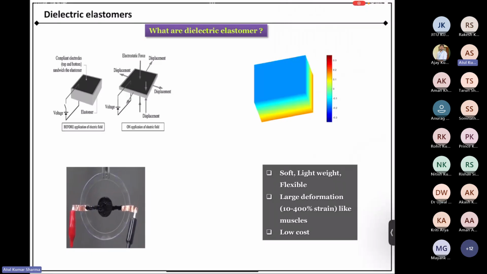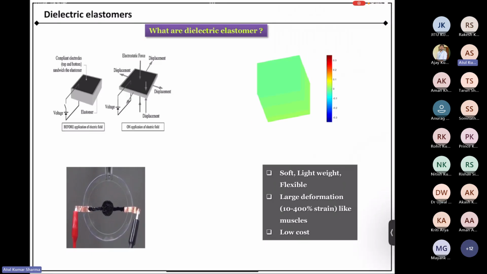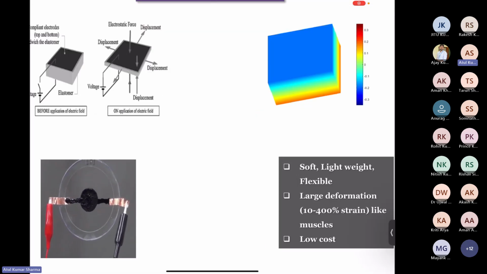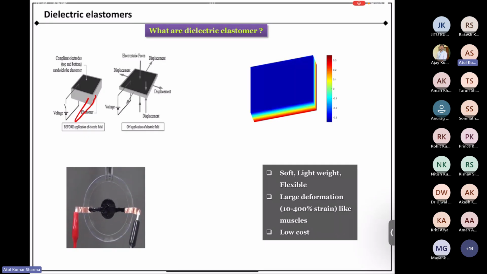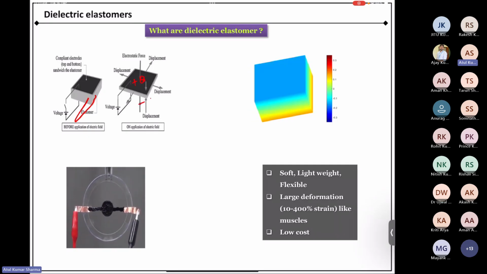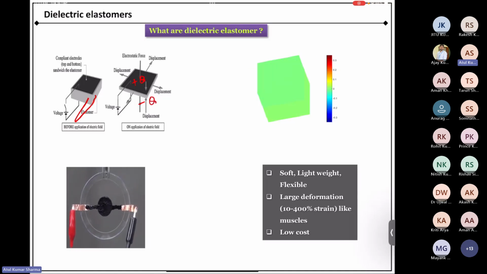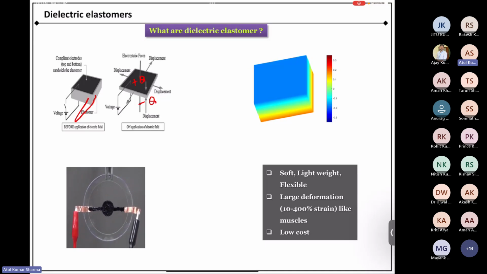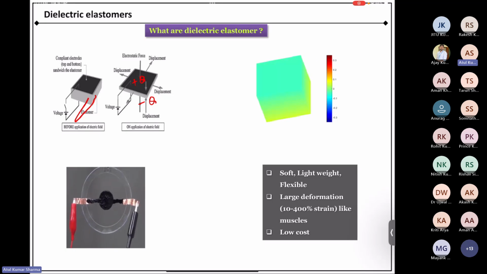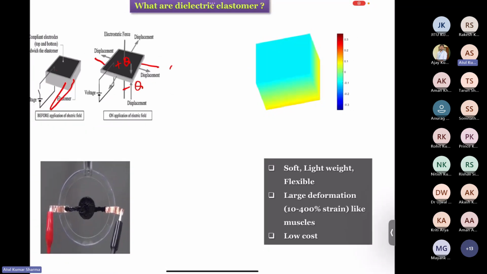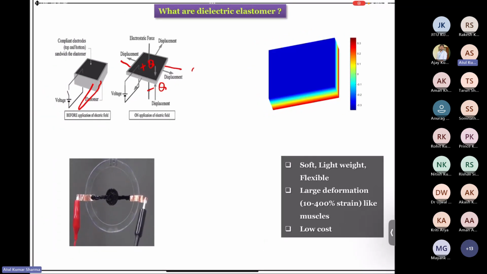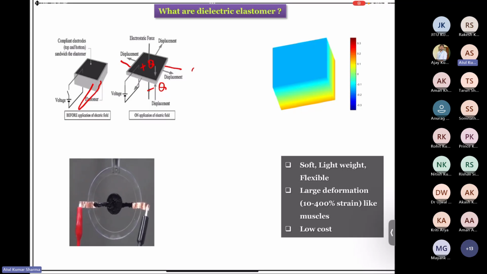So what are dielectric elastomers? Dielectric elastomers are nothing but a polymeric film sandwiched between compliant electrodes. If you apply a potential difference, there will be an accumulation of positive and negative charge on the opposite surfaces. Because of this positive and negative charge, there will be a Coulomb force, which will try to squeeze this polymeric film, and because of this there will be a lateral expansion of the membrane. So because of the applied potential difference, we have a mechanical deformation.